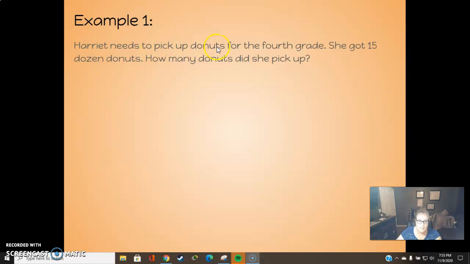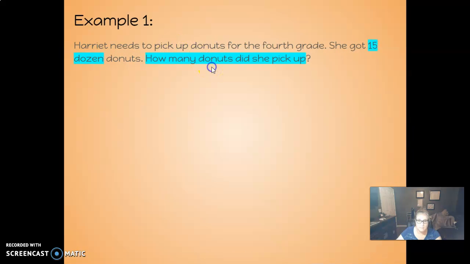Harriet needs to pick up donuts for the 4th grade. She got 15 dozen donuts. How many donuts did she pick up? Well, I'm going to highlight a couple of things. The first thing I'm going to highlight is 15 dozen. And the question's asking me how many donuts did she pick up? But when I look at this problem, I only see one number. And I know when I multiply, I usually have to have more than one number. Well, this one's a little tricky because of the word dozen. Remember that dozen means 12.